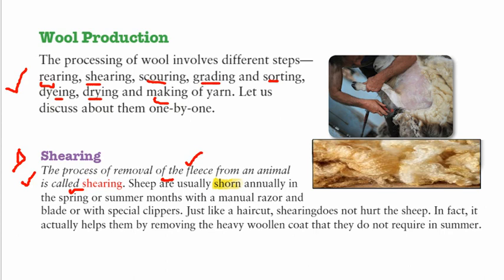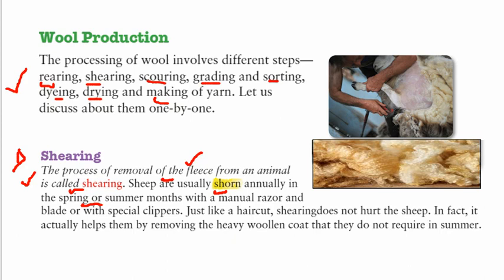Now sheep are usually shorn annually in the spring or the summer month. One question will also be asked in your exam, like in fill in the blanks or true or false: sheep are usually shorn annually during which month? The answer is spring or summer month. Clear? And what is the meaning of shorn? Shorn means having the hair or wool cut, the wool that is cut from the sheep's body. So that is shorn.